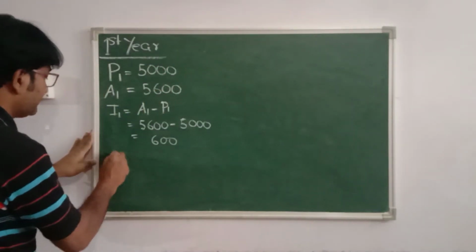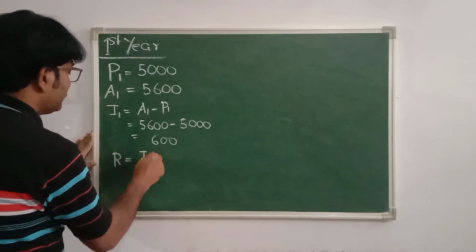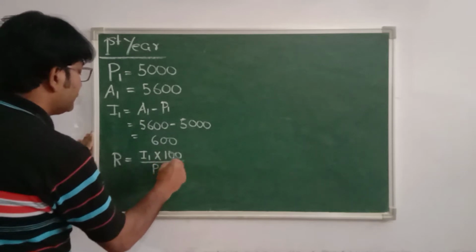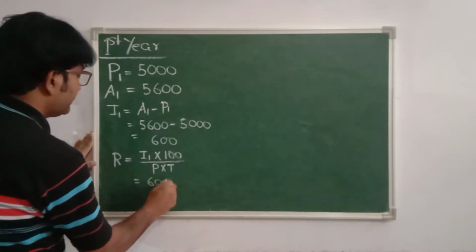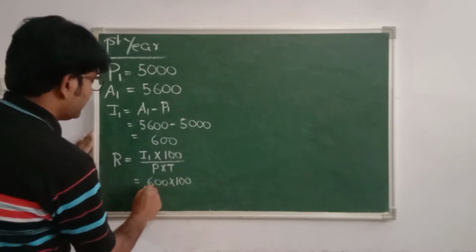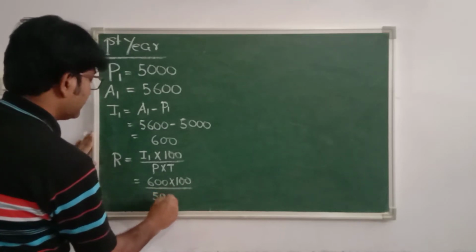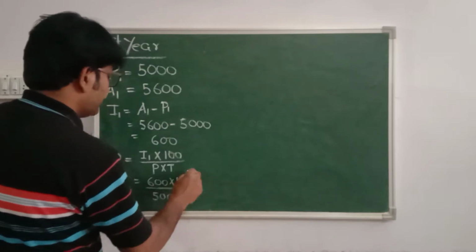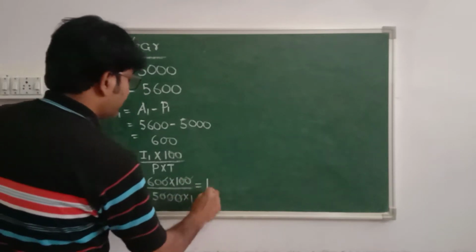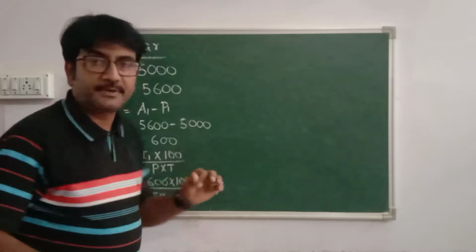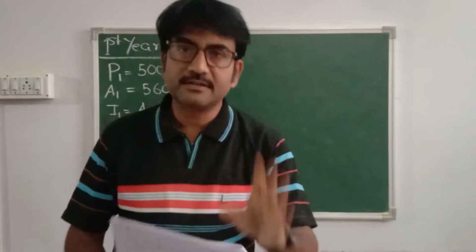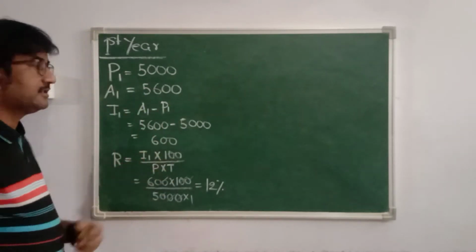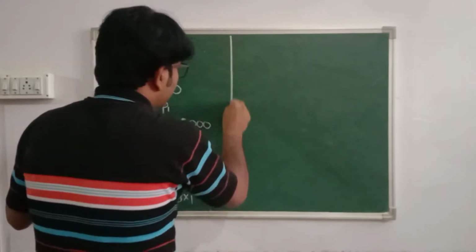So the rate is given by R equals I1 into 100 by P into T. So this is 600 into 100 divided by P into T, that is this one. So it comes to 12%. So the rate of interest we got as 12%. Now with this rate of interest, we now move on to the second year, the second conversion period.